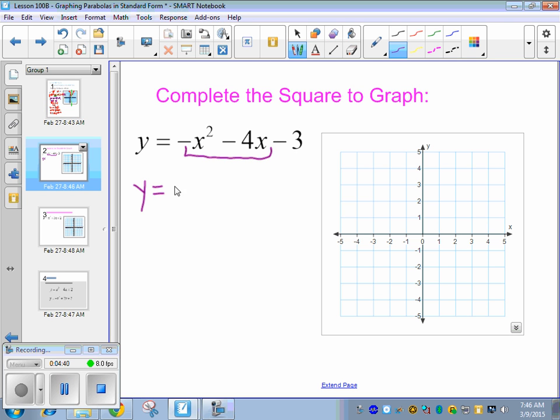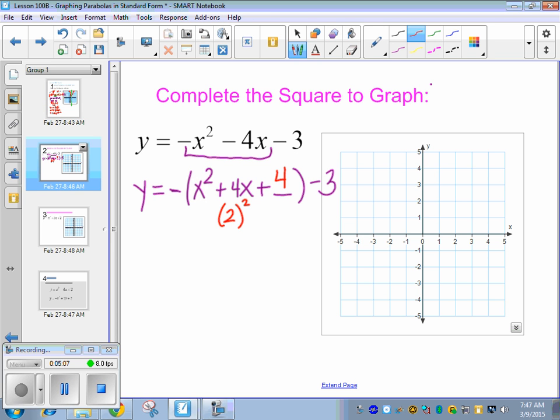Okay? So when I factor out a negative, it changes the sign here to positive x squared, and it changes the sign here to positive 4x. And then we put plus a space. The negative 3 just moves over. All right, so we take half of this number and we square it. So we do a plus 4.